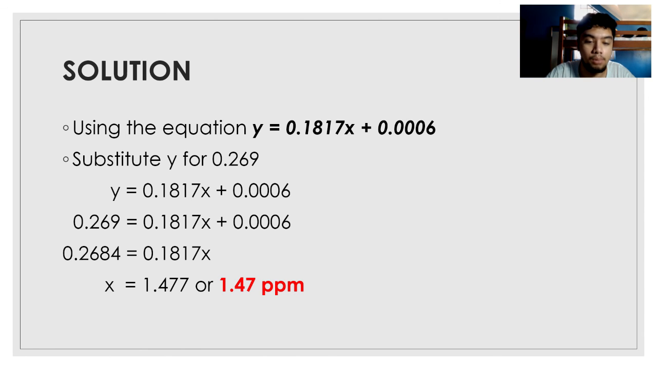Then dividing both sides by 0.1817, we come up with the value of x. So x is equal to 1.477. So with the given absorbance of 0.269, we have come up with a concentration equal to 1.47 ppm.